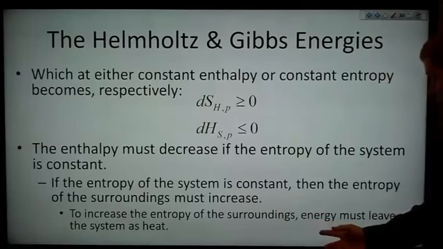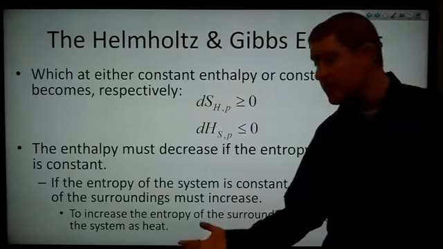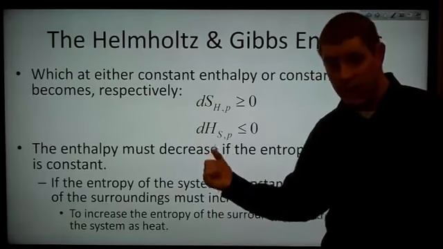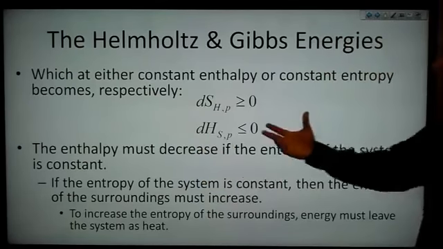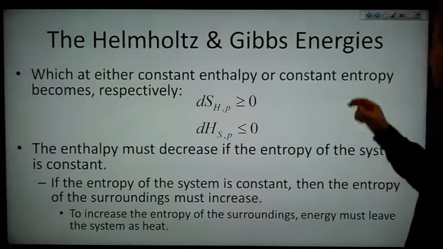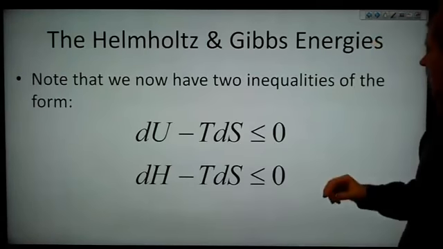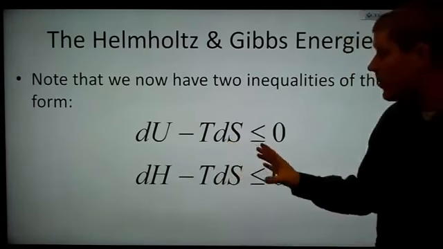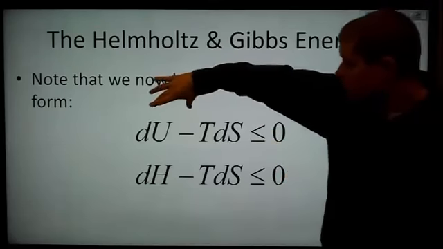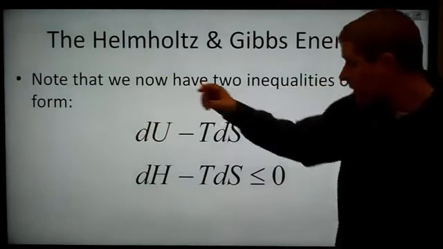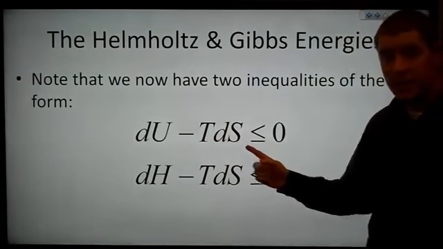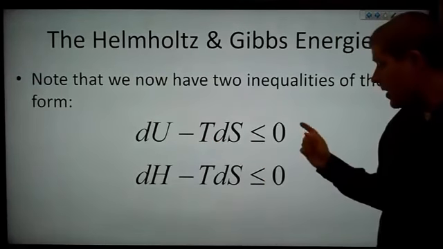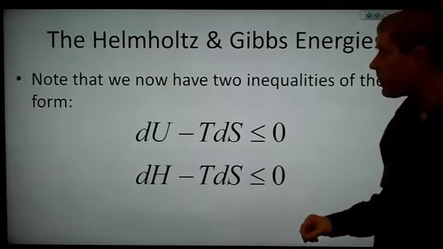So to increase the entropy of the surroundings, energy must leave the system as heat, and so the enthalpy change is negative. Okay, so now we have two inequalities of this form. We've got either dU or dH minus TdS, temperature times the change in entropy, must be less than or equal to 0.